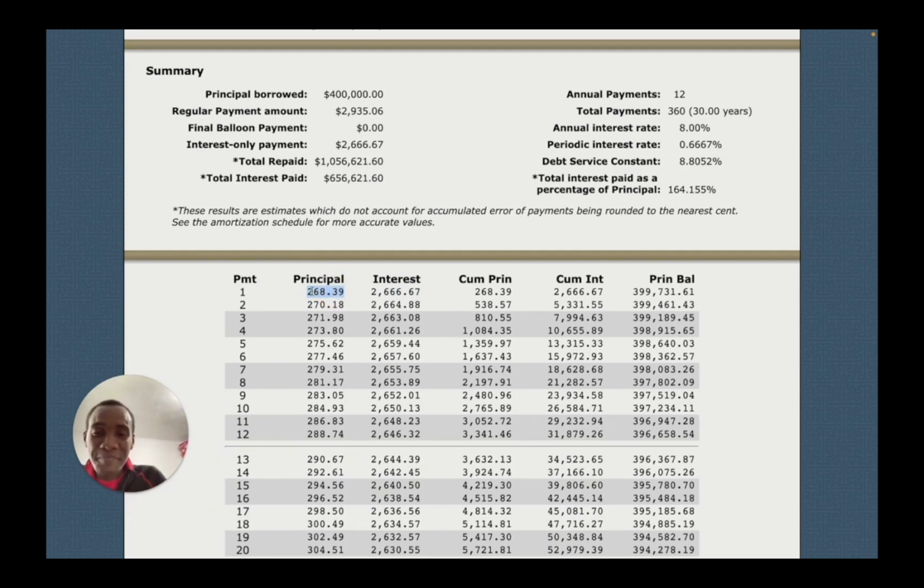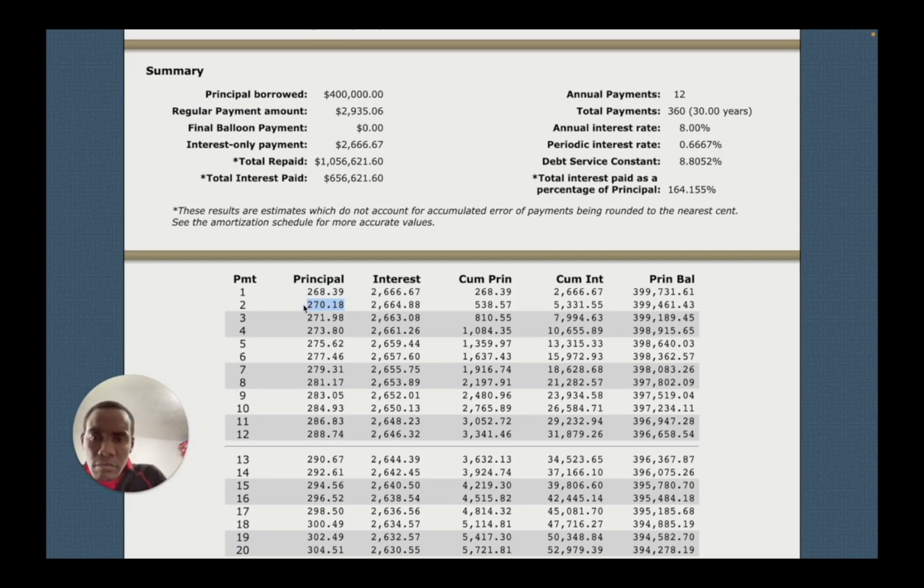All right. And so we make that first payment on line number 1. But we could look at month number 2, and we can see that we have another payment here. And we could look at the principal payment, which is $270.18.